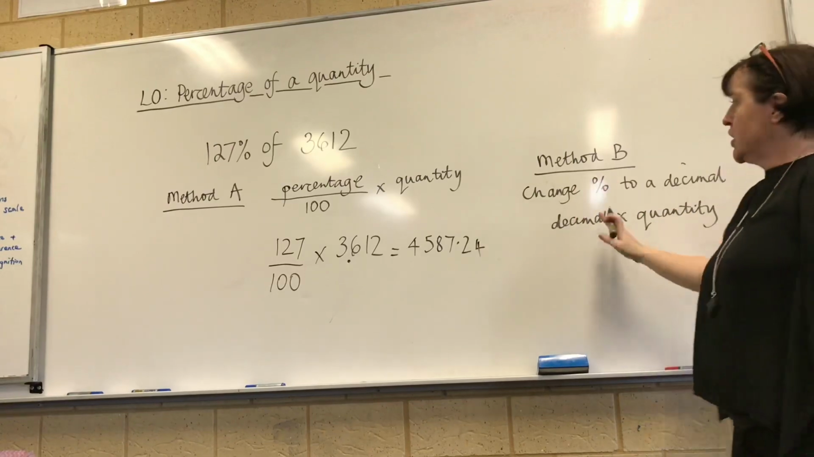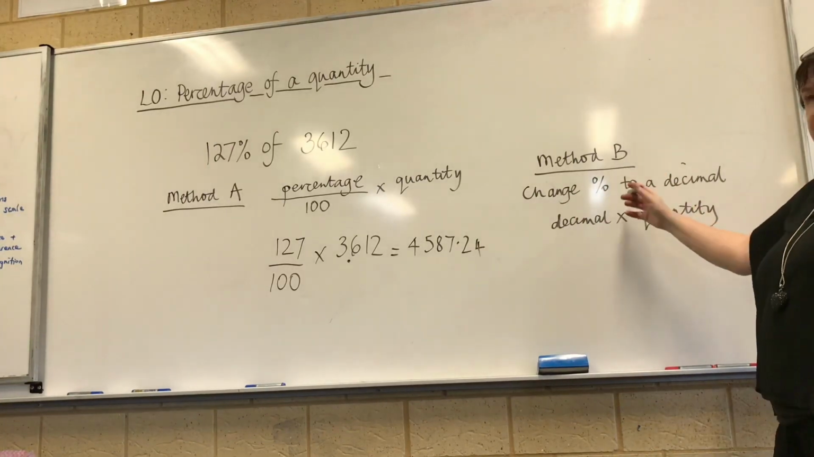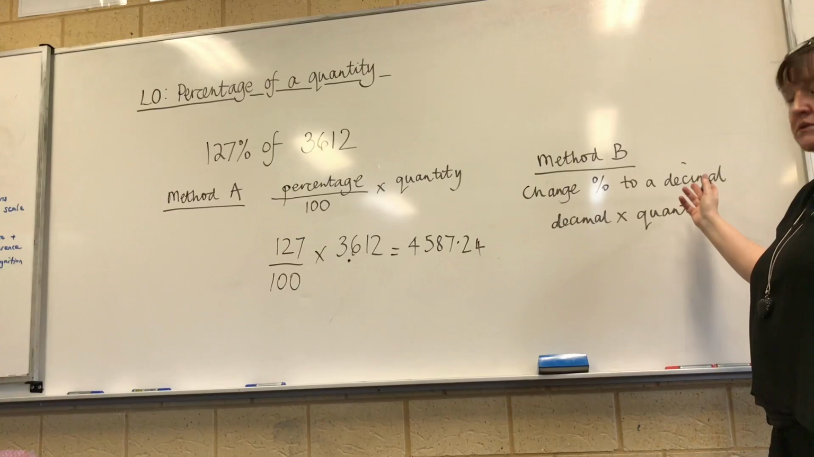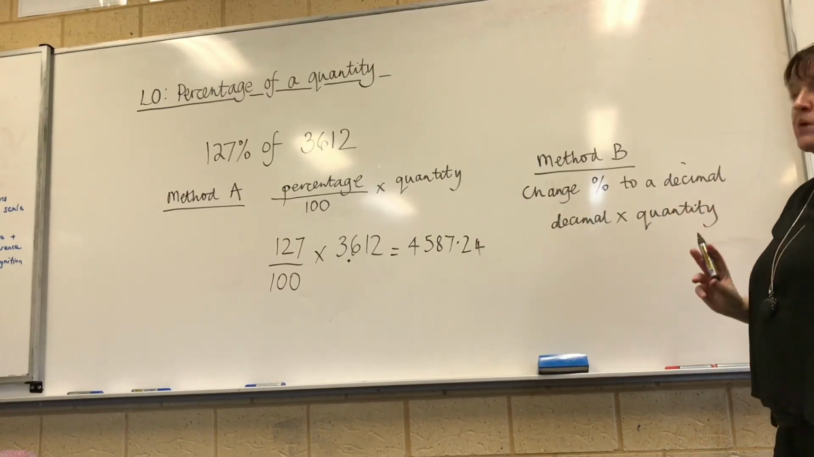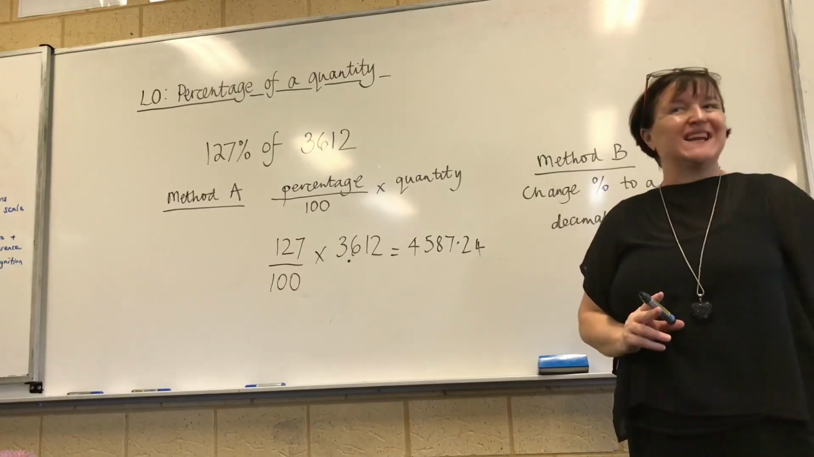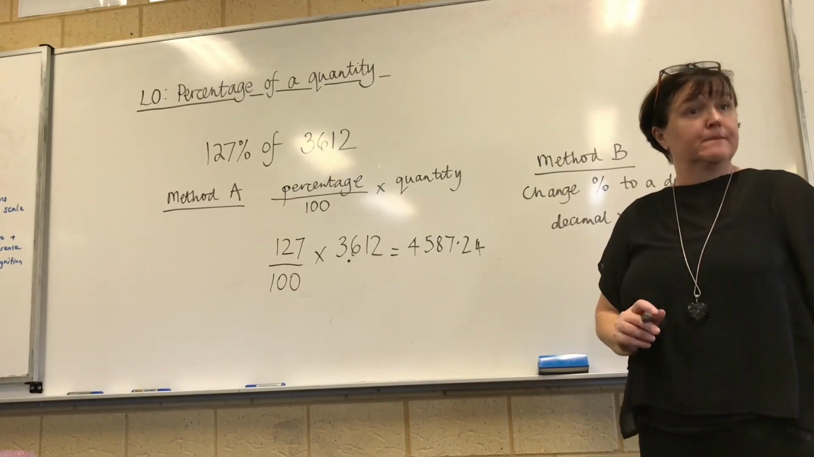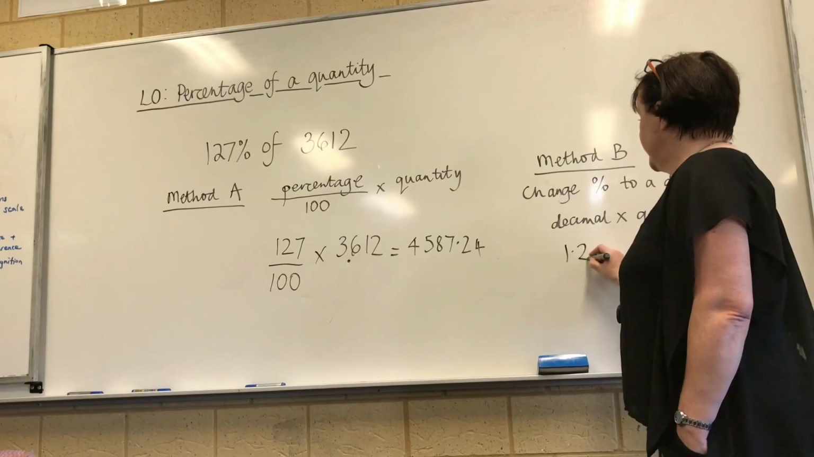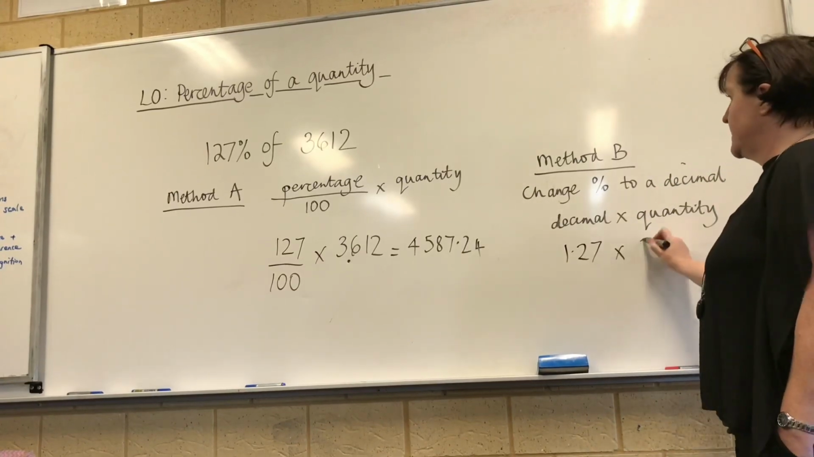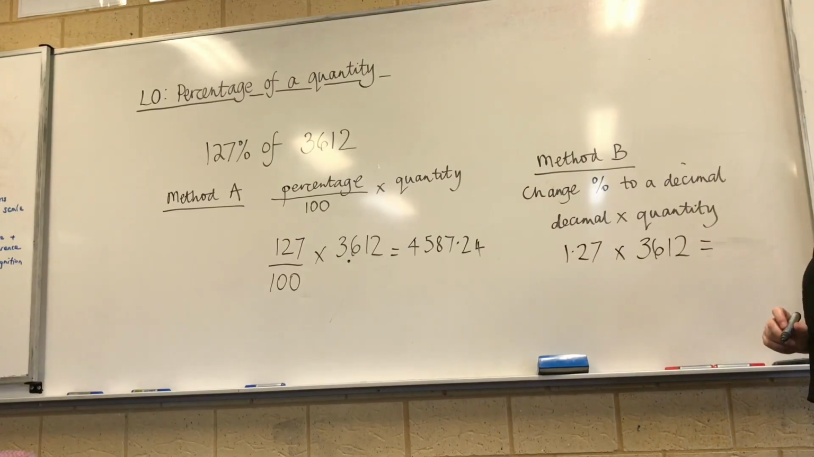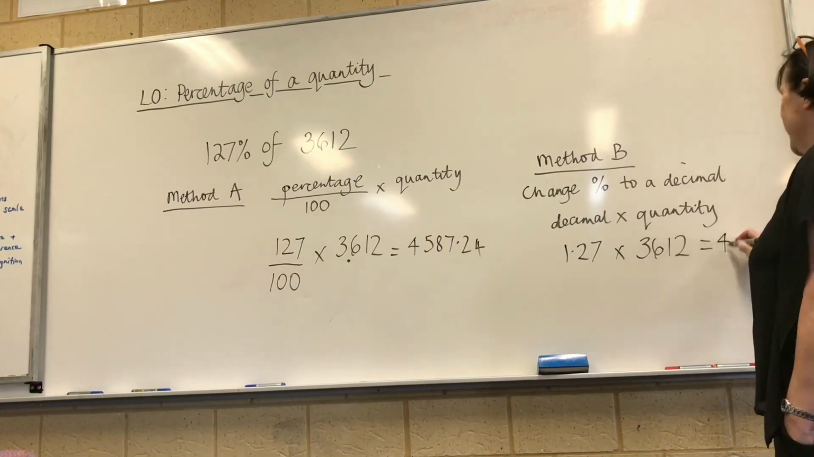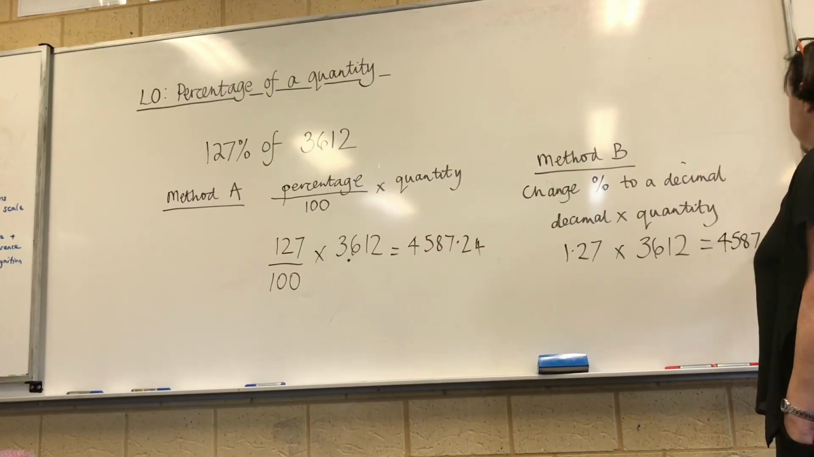Now then, here you change the percentage to a decimal, and then the decimal multiplied by the quantity. So what is 127% as a decimal, Cody? 1.27. 1.27 times 3,612. So do that on your calculator. Yeah, same answer. Got to be the same, hasn't it? 4,587.24.